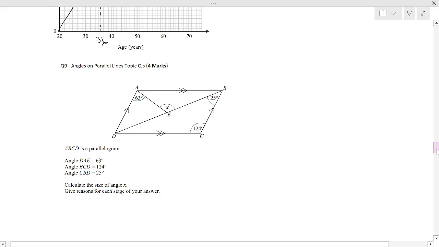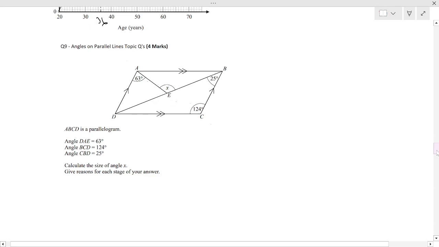Okay, question 9. Angles and parallel lines. I would say I picked kind of the harder questions as well, but again, it's good practice. We're given this sort of parallelogram, and we're given some angles. We need to find x here.